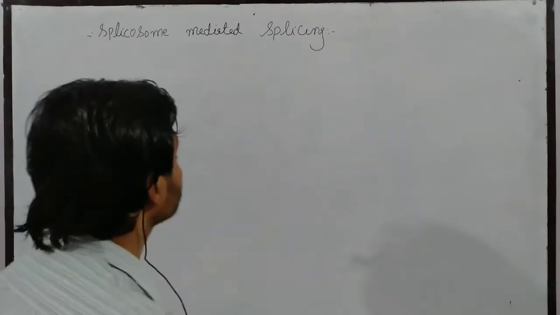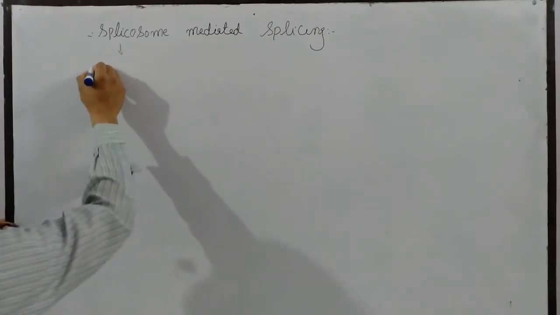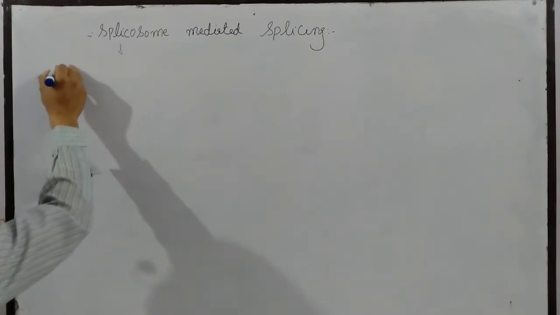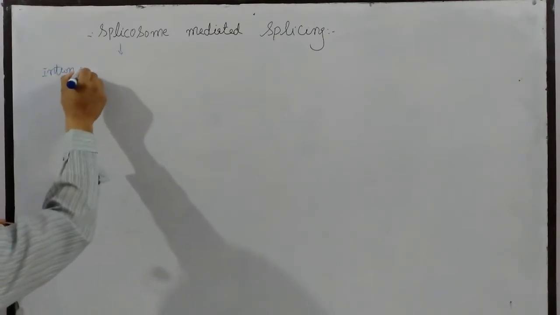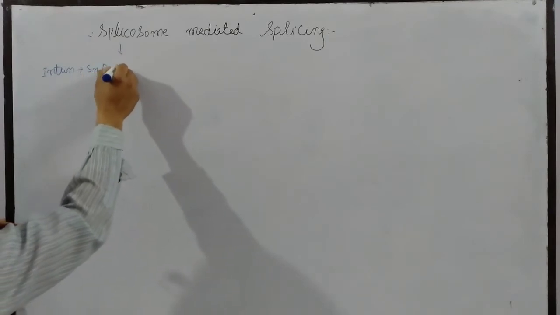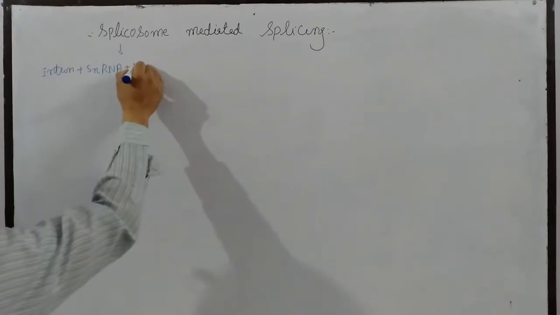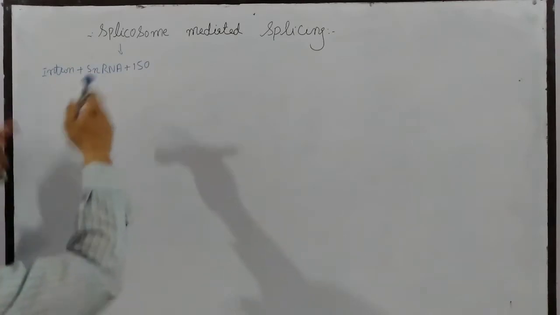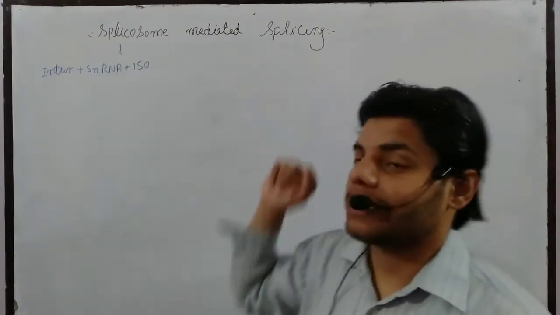So all these three things combined together we call a spliceosome. So we have three main things: the intron portion of the RNA, plus the small nuclear RNA protein, and the 150 other proteins. Okay, so it will make a spliceosome-like structure. Due to this spliceosome, the splicing will occur.